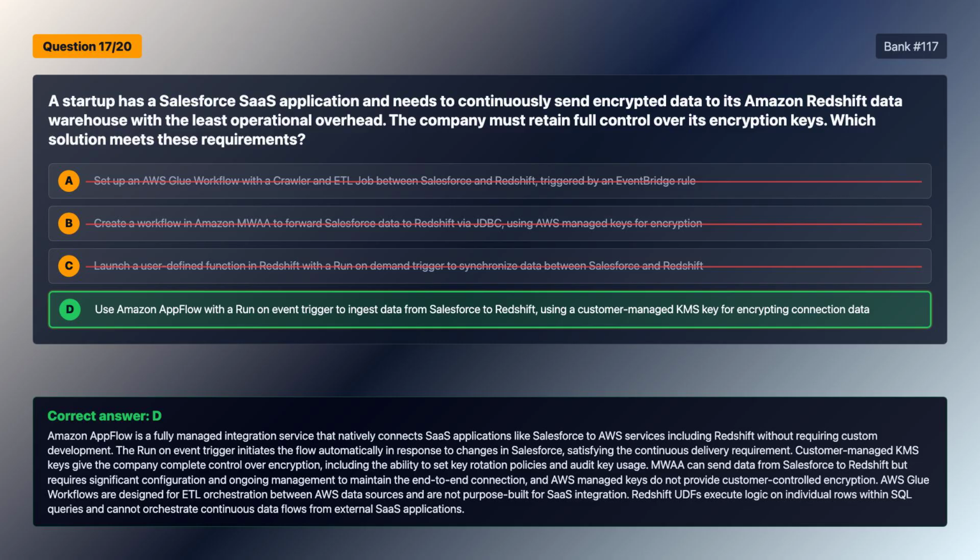MWAA can send data from Salesforce to Redshift, but requires significant configuration and ongoing management to maintain the end-to-end connection. And AWS managed keys do not provide customer-controlled encryption. AWS Glue workflows are designed for ETL orchestration between AWS data sources and are not purpose-built for SaaS integration. Redshift UDFs execute logic on individual rows within SQL queries and cannot orchestrate continuous data flows from external SaaS applications.